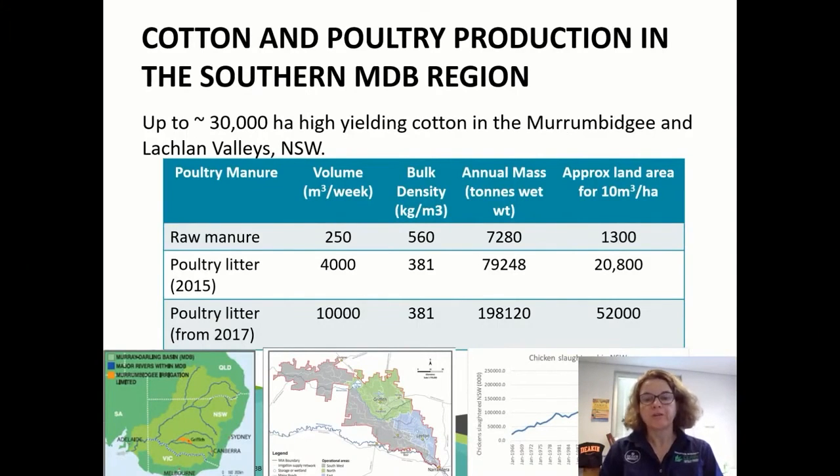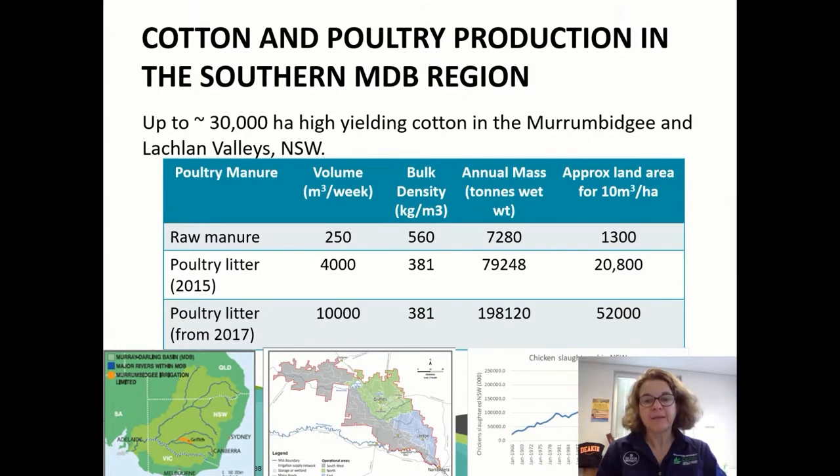So we're talking about cotton and poultry production in the southern Murray-Darling Basin region, in the Murrumbidgee and Lachlan valleys, where approximately 30,000 hectares of cotton is now being produced, up from about 5,000 hectares in 2013. The reason for this increase is because of the good cotton price, but also because of genetic developments in cotton, which have enabled it to be grown in non-traditional, cooler southern areas as intensively as further north.